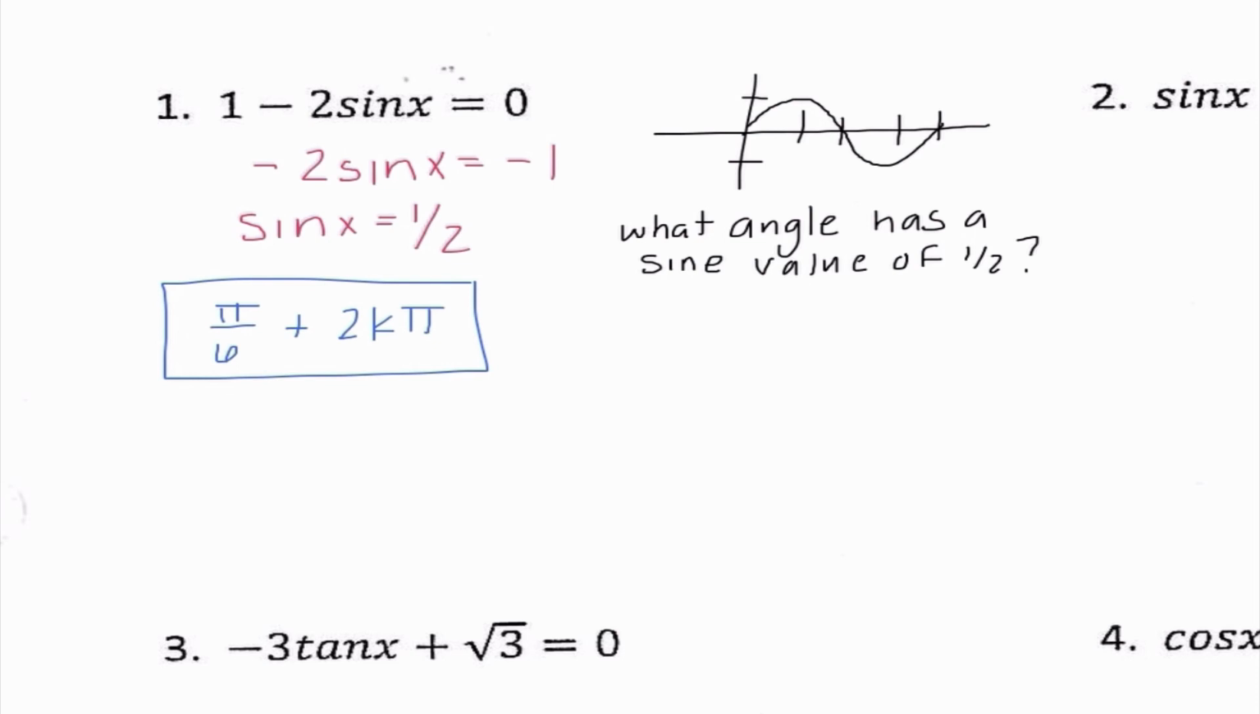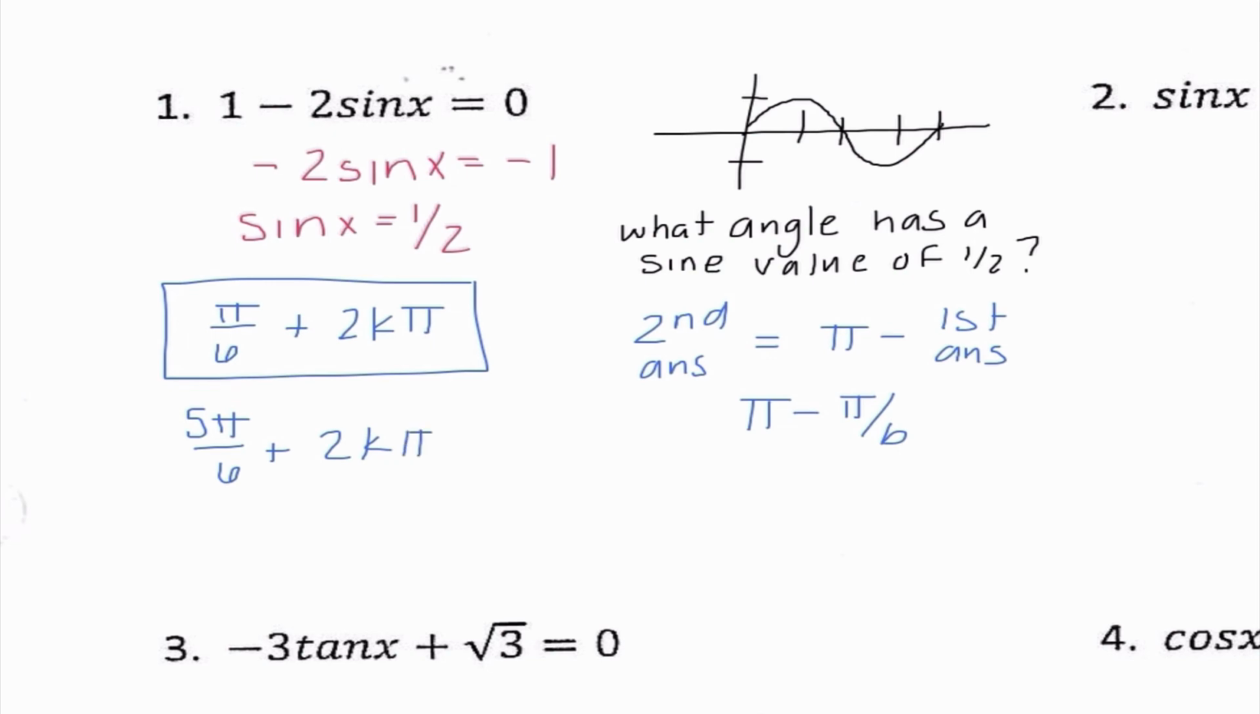Now, since this is sine, I know to find our second answer, we're going to have to do pi minus the first answer. So when I do pi minus pi over 6, I end up getting 5 pi over 6 plus 2k pi. So these would be our two answers. Notice the only thing we did differently was instead of putting this into our calculator, we had to rely on our memorization that pi over 6 is the angle that has a sine value of 1/2.